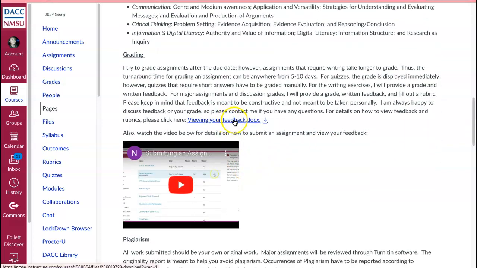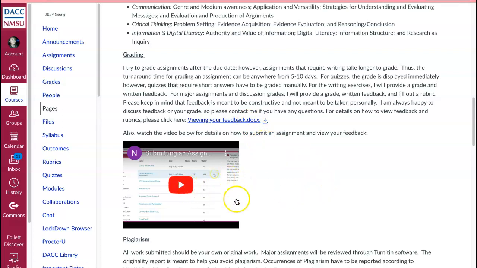This file shows you how to view your feedback. So definitely go ahead and look at that because I leave feedback on the rubric. I also leave feedback on the essay or the assignment itself. And then I also leave feedback in the submission box. So I do leave feedback in various areas, so you want to make sure that you look at all of it.